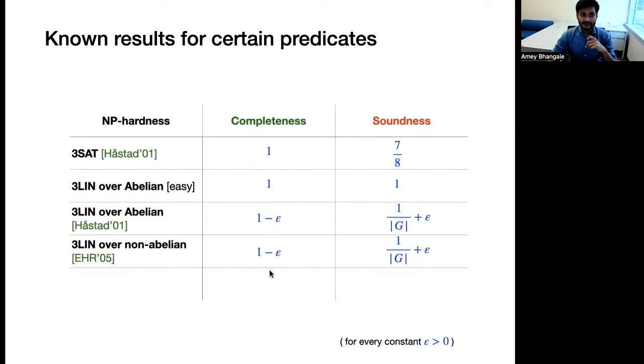The same result as above holds for 3-LIN over non-abelian groups. Now, when the instance of 3-LIN over a non-abelian group is fully satisfiable, then unlike the abelian case, here it is NP-hard to find a satisfying assignment. It is, however, possible to do better than the random assignment algorithm. In the result with Khot, we showed that it is possible to achieve 1 over |G'| approximation, where G' is the commutator subgroup of G. The size of the commutator subgroup can be smaller than the size of the group for certain non-abelian groups. That's why this algorithm is better than just picking the random assignment.